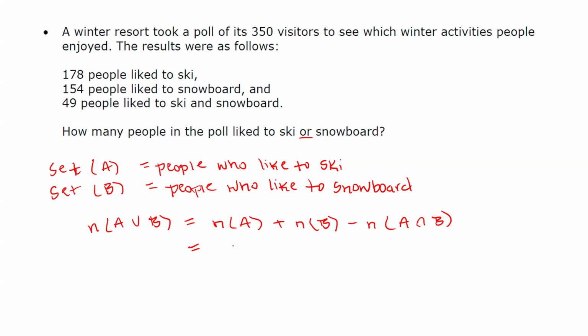The number of people who like to ski is 178. The number of people who like to snowboard is 154. And 49 people like to ski and snowboard. So 178 plus 154 is 332, minus 49 is 283. So 283 people like to ski or snowboard. Awesome. And that concludes section 2.3.